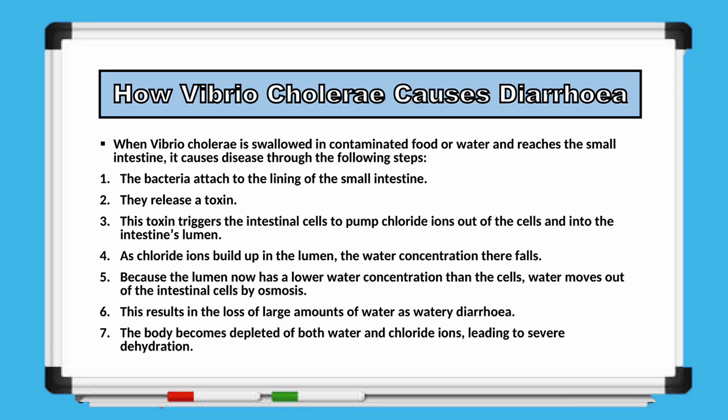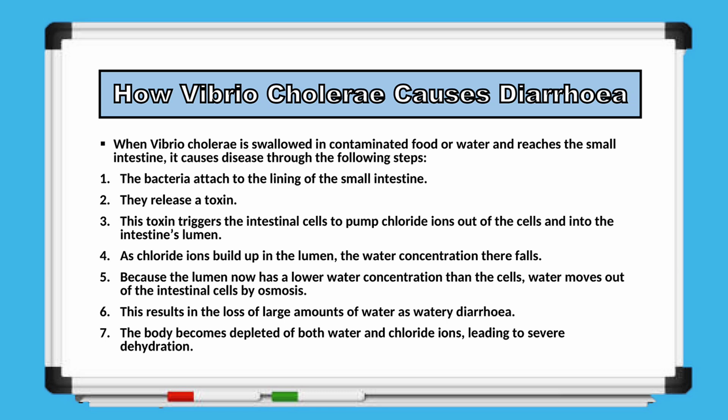When Vibrio cholerae is ingested through contaminated food or water and reaches the small intestine, it causes diarrhea through a series of steps. First, the bacteria attach to the lining of the small intestine. They then release a toxin, which causes the intestinal cells to pump chloride ions into the lumen of the intestine.